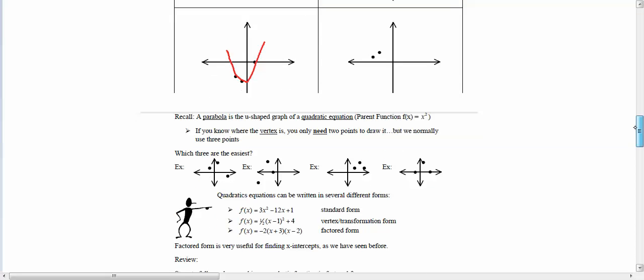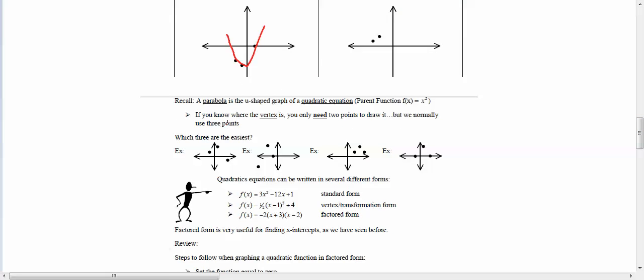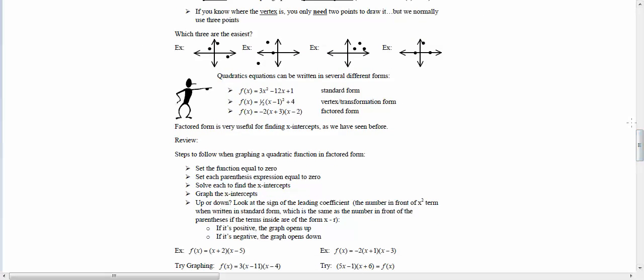All right. Recall, a parabola is a U-shaped graph of a quadratic equation. If you know where the vertex is, you only need 2 points to draw it, but normally we use 3 points. Basically, I don't understand what they're saying, because they're basically saying if you know where the vertex point is, well, that's a point that you would know, so you only need 2 additional points to draw it. So they're saying that you really need 3 points. I don't know, that's a stupid sentence, but let's see what we got. All right. Which of these is the easiest to draw? I would say this one right here is my favorite to draw. It's easiest for me.